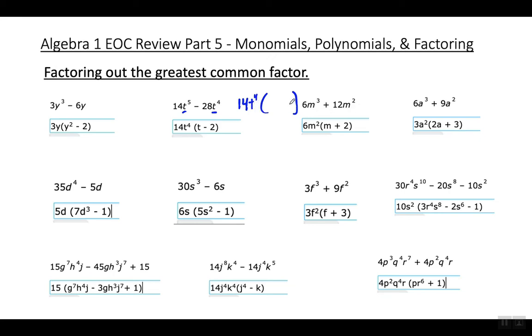Once you work out a few, you'll understand why. It's the kind of thing where I could explain it, but until you do it, you're not really going to get it. Now look, 14 t to the fourth power times what will equal 14 t to the fifth power? I need one more t, because when I multiply these, remember, you add the exponents. t to the fourth power times t to the first power is t to the fifth power. Now, 14 times what will give you negative 28? 14 times negative 2. And t to the fourth power times what will equal t to the fourth power? Times 1, so for that one I don't need to put anything.